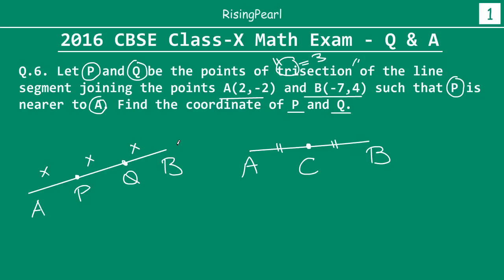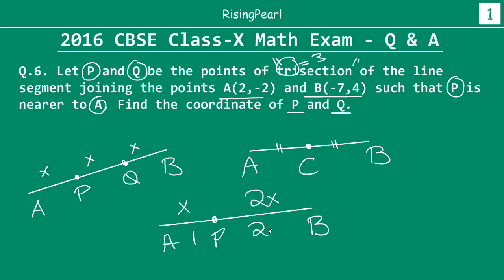So how are we going to solve this question? We are going to solve this question using the section formula. First we are going to take the line segment AB, and first we are going to focus on the point P. So this is point P, so we have X on this side, and on this side we have 2X, right? So for point P, AP is X, and PB is 2X. That means point P divides the segment in the ratio of 1:2, right?